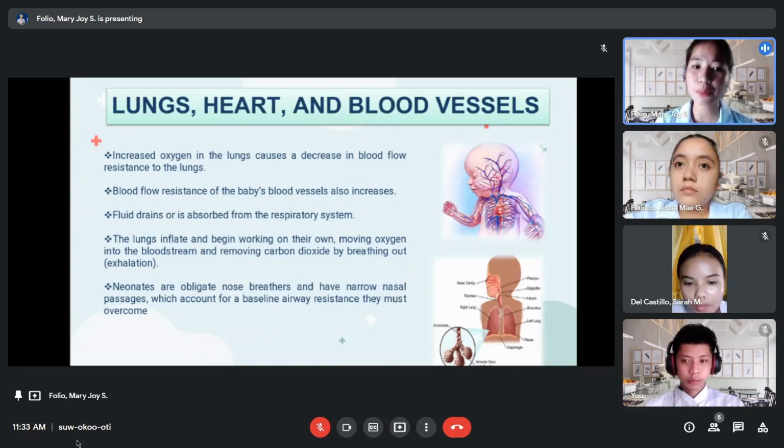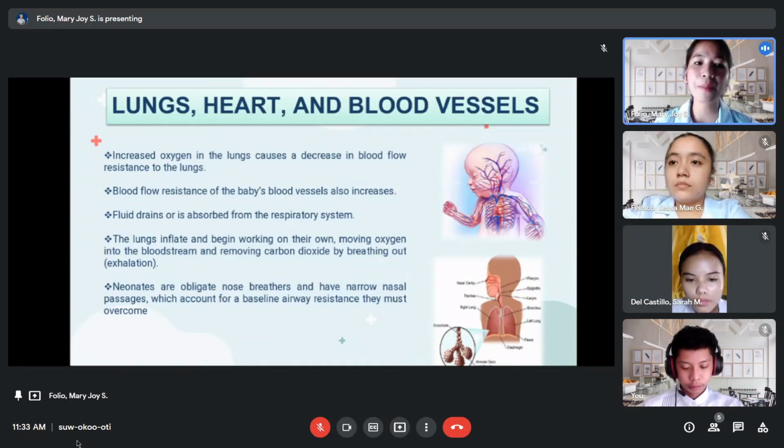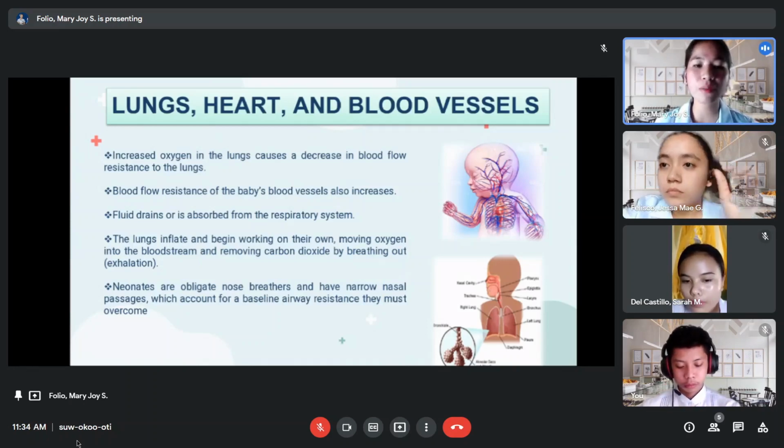So at birth, the baby's lungs are filled with fluid, so they are not inflated. The baby takes the first breath within about 10 seconds after delivery, and this breath sounds like a gasp, as the newborn's central nervous system reacts to the sudden change in temperature and environment.